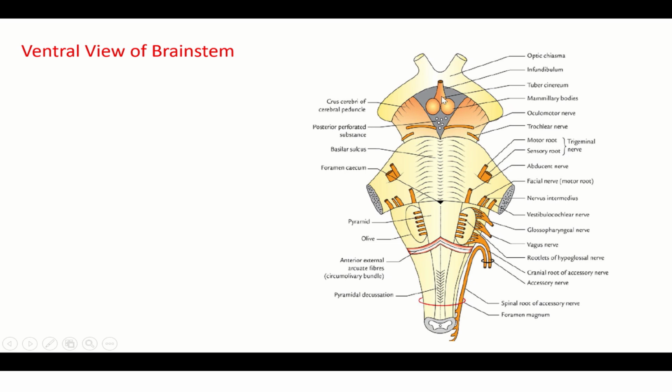Here you can see the tuber cinereum. You can see the mammillary bodies. This region will be the infundibulum. This is the optic chiasma. This particular area will be the interpeduncular cistern.